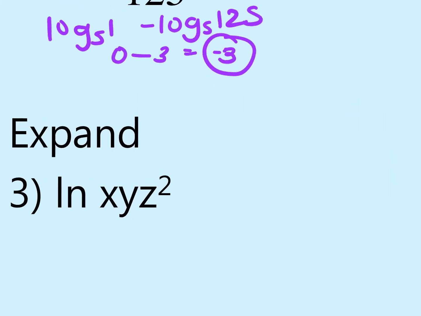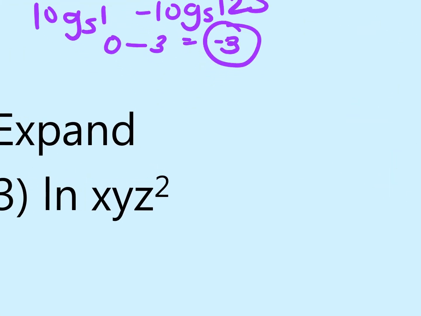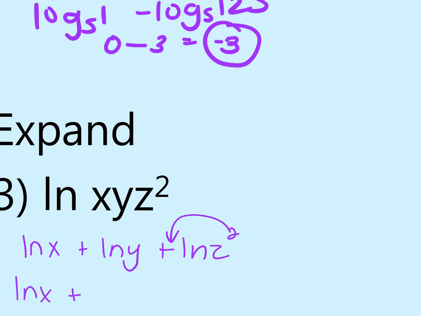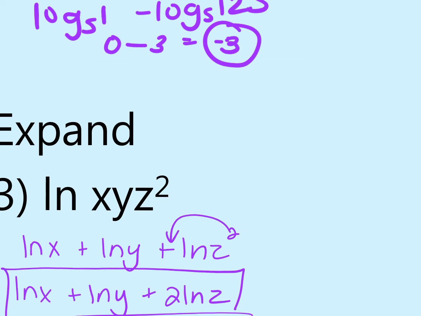Okay, then number 3 said expand. So this is multiplication. When I spread it out, it becomes addition. That would be ln of x plus ln of y plus ln of z to the second. And then the 2 bumps forward. So ln of x plus ln of y plus 2 ln z should be your answer.